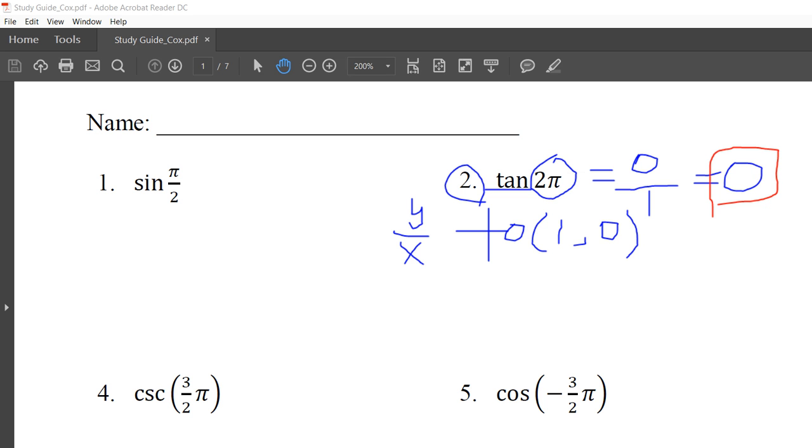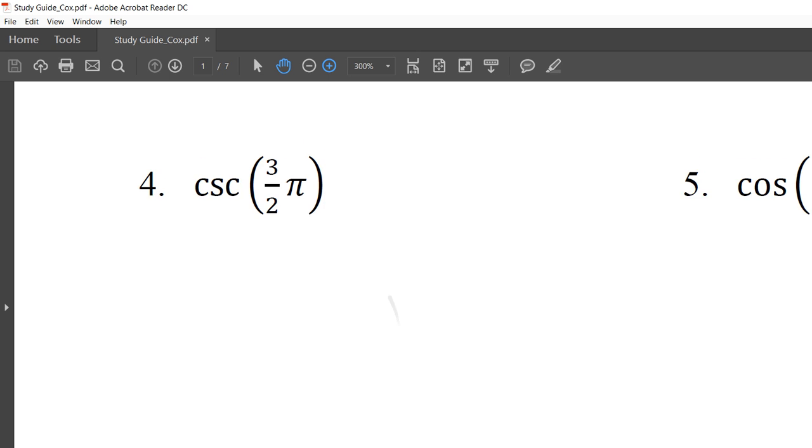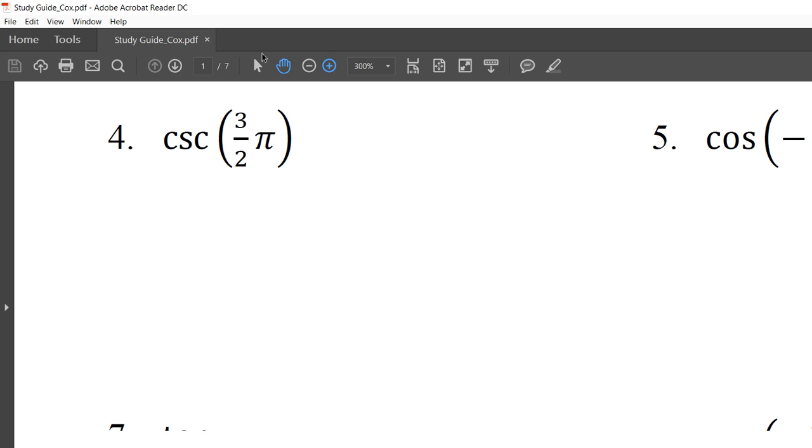Likewise, let's get to number 4. On number 4, it's asking what is cosecant at 3 over 2 pi. So I'm going to do a similar thing. Cosecant goes with sine, so I know we're going to find the y value and flip the y value. I saw that you guys were getting confused on when you flip the value and when you don't. You only flip x's or y's values. You don't flip the pi's. Don't try to flip the pi's here.